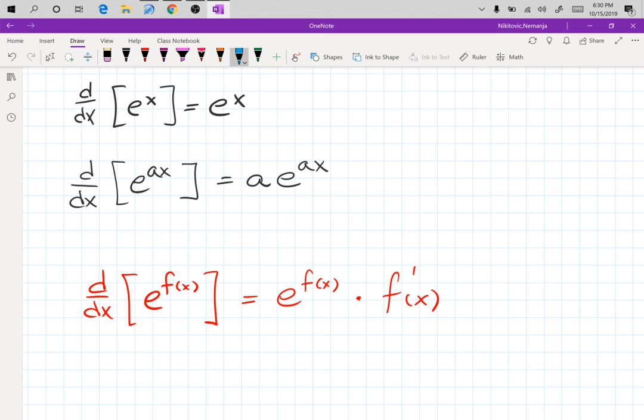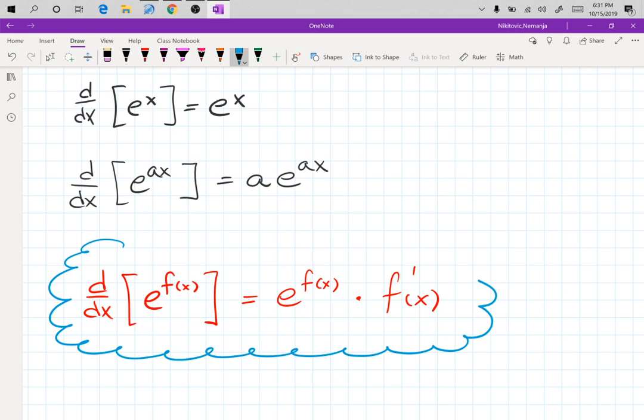Now, this is going to be the exponential star, all right? This is the function that we all want to know, because that one is going to cover 99% of your problems.